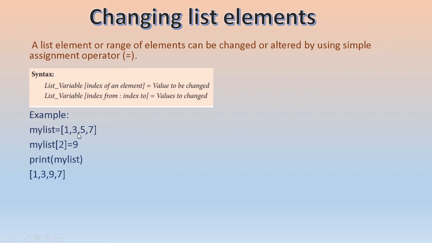Okay. So now I want to change the third element. This 5 I want to change it as 9, then I have to write my list of 2, because the index position for 5 is 2. So my list of 2 is equal to 9. So print my list, then you'll be getting the output as 1, 3, 9, 7. That means 5 is changed as 9.